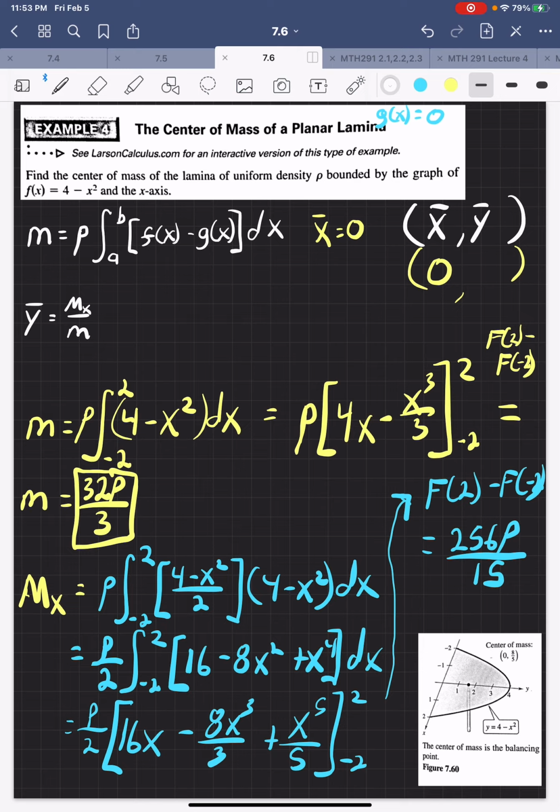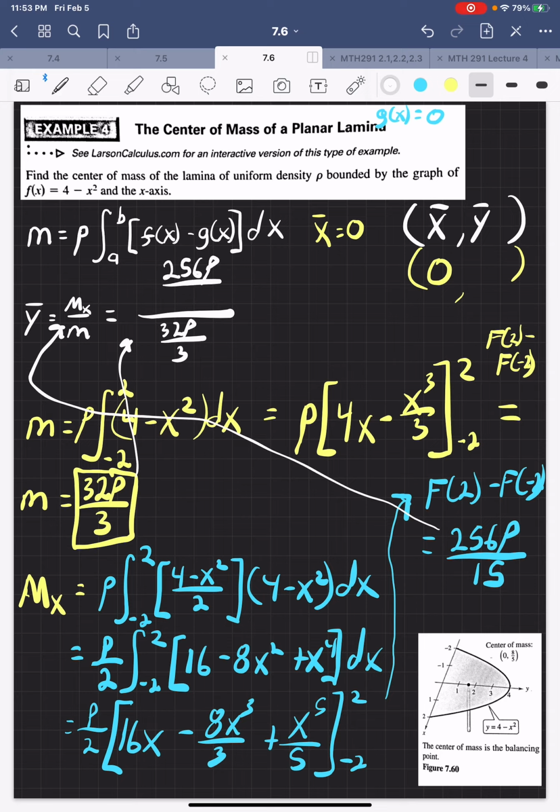I mean, you want to practice, obviously. This is a fairly easy one, but it gets the point across. So let's go ahead and plug in m. So that's 32 rho over 3. And then let's plug in for the moment about the x, which is 256 rho over 15. Okay.